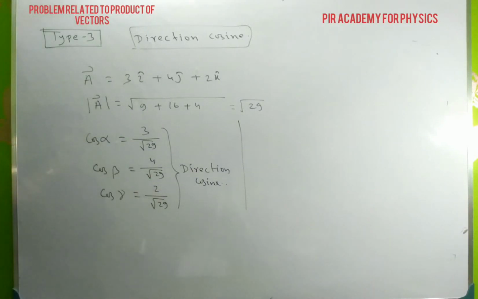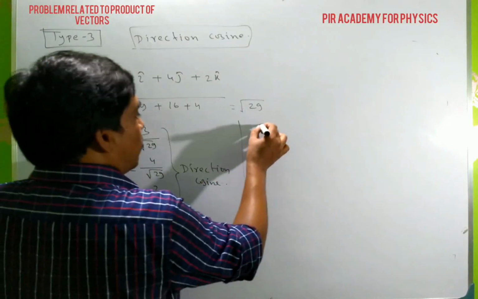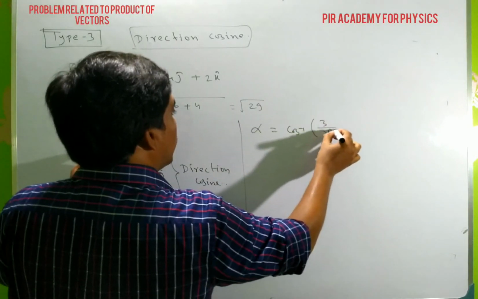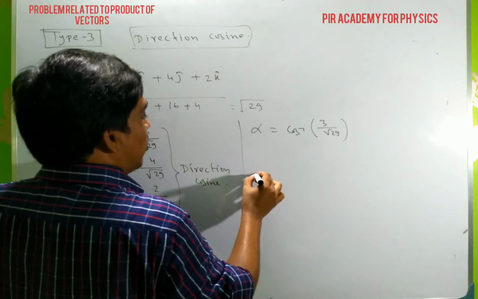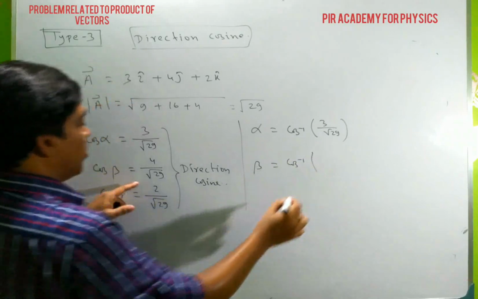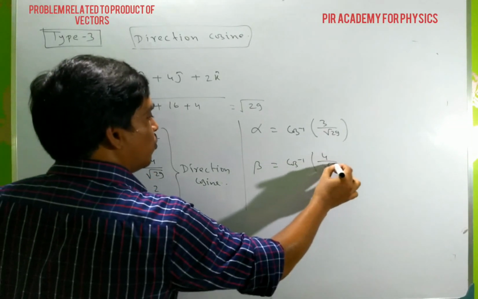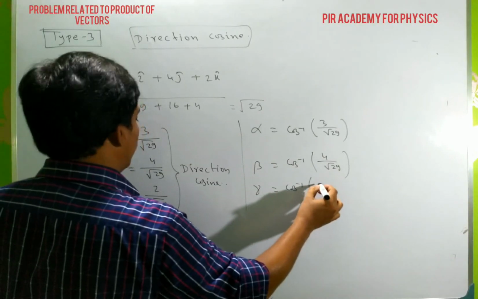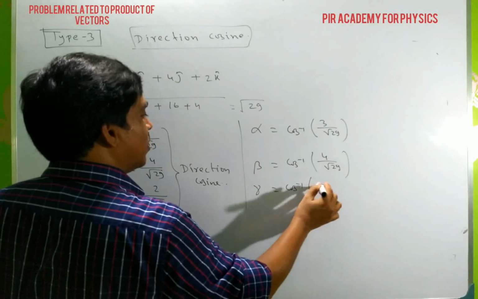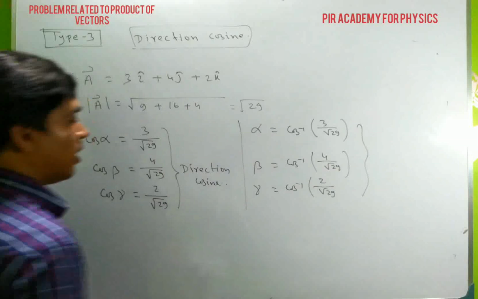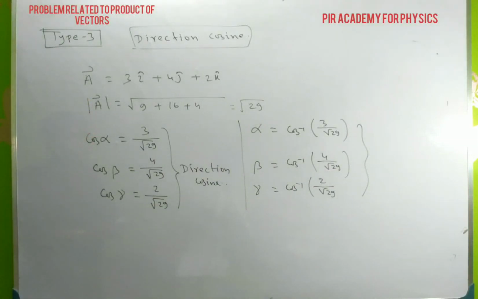Here the angle with the x-axis will be alpha. That means alpha equals cos inverse 3 by root 29, and the angle with the y-axis will be cos inverse 4 by root 29, and gamma equals cos inverse 2 divided by root 29. These are the angles between the vector and the three axes.